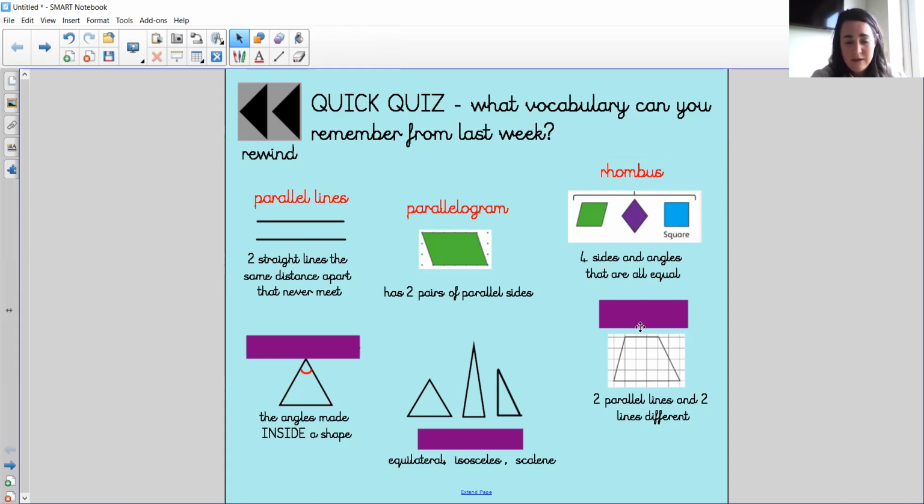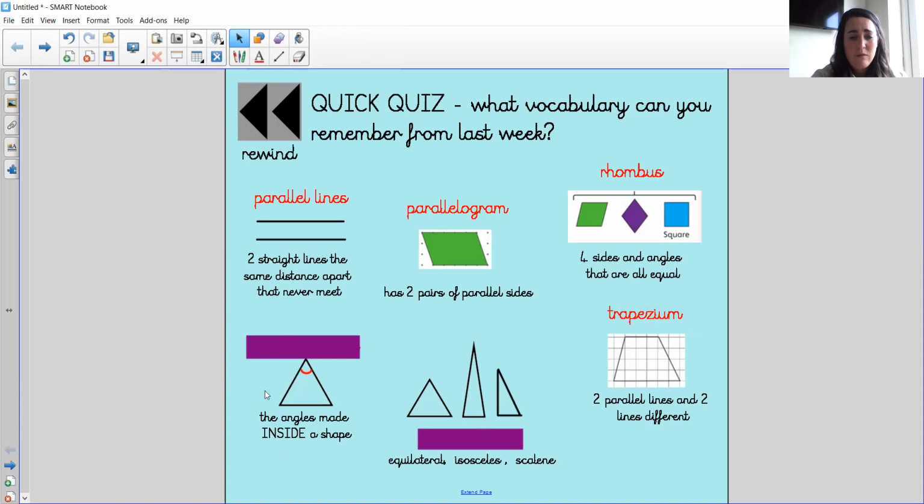Okay, then we have this shape down here that is again a quadrilateral. We've got four sides and four interior angles. It has two parallel lines, similar to a parallelogram, but it has two lines that eventually will meet. Okay, so those are two lines that are different, not parallel, and that is called a trapezium. Okay, so all of these vocabulary so far we've come across at some point either last week or this week.